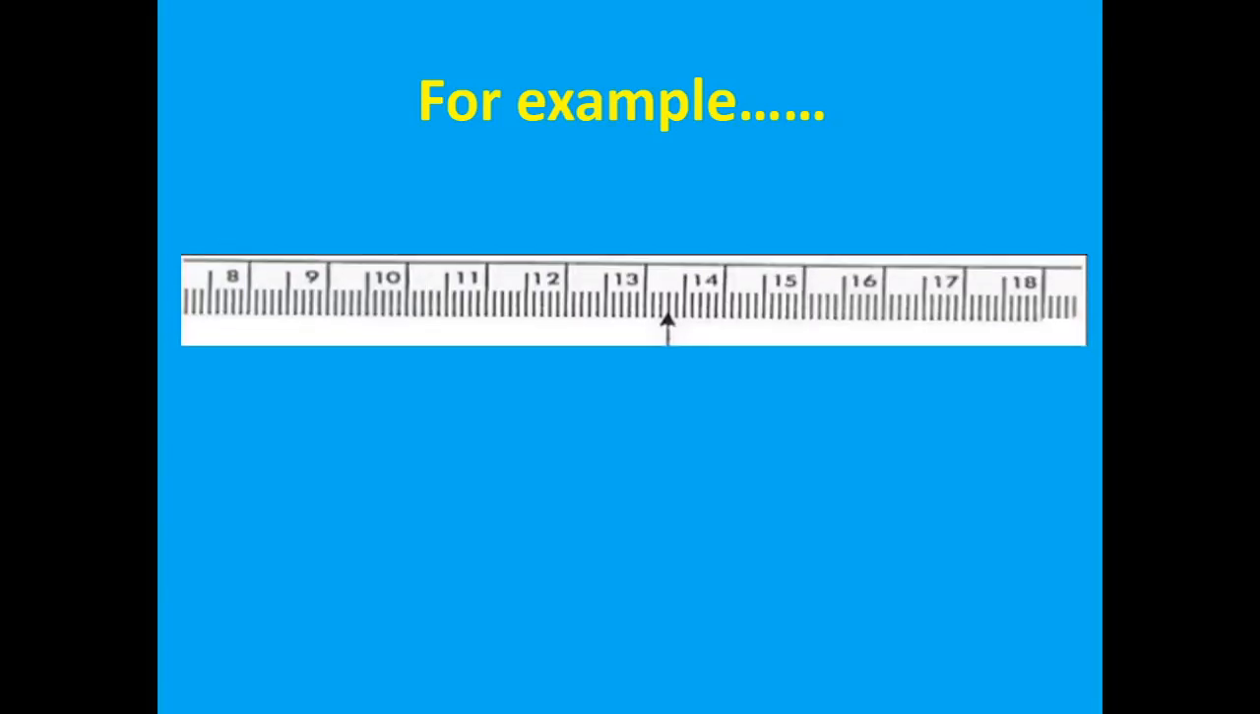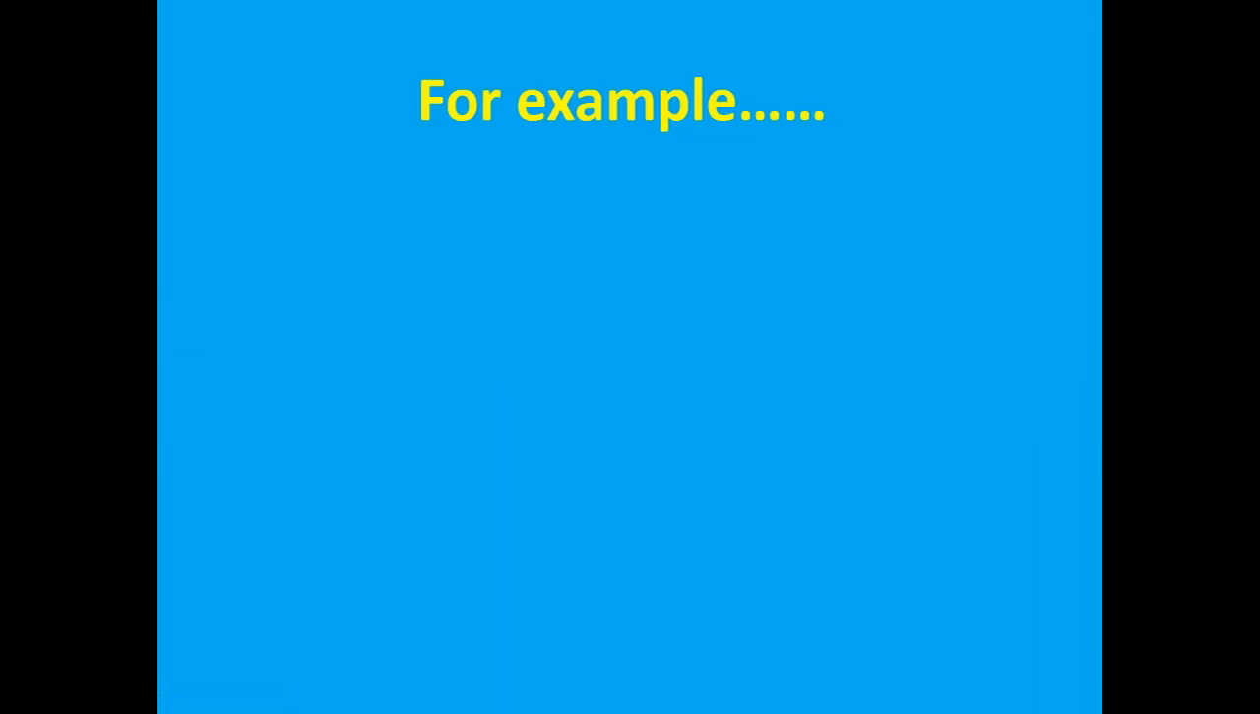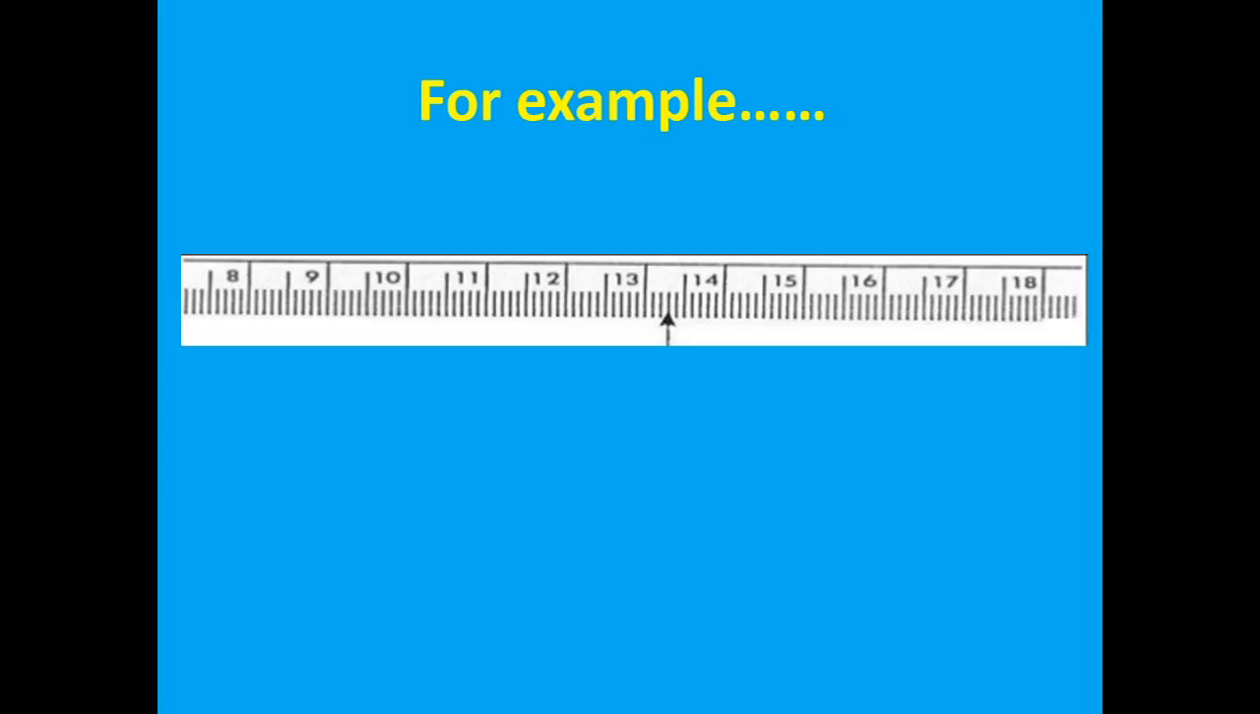Now, for another example, look at the ruler shown here. Here, each line is 0.1 centimeter. So, you can read the arrow on it as 13.3 centimeter, which is reliable. However, using significant figures, you can estimate the next digit, that is the first digit, which is uncertain. So, that will give you 13.30 centimeter.